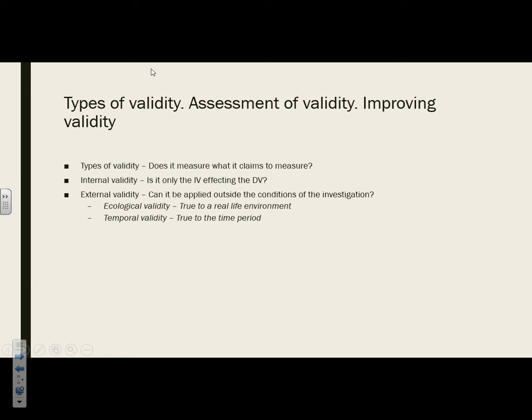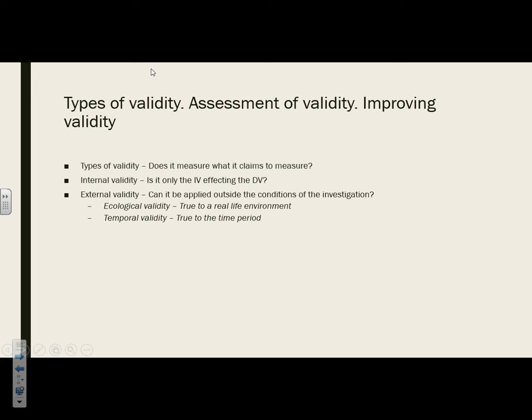Oh, we're missing population validity there. So can they be moved and applied to other groups of people? Can they be applied to the real world? All of the different time periods, all of those things. Then we've got ecological validity. Is it true to a real life environment? You all know about that one. And temporal validity, is it true to the time period? So for example, Asch was very much a child of its time, we would say.